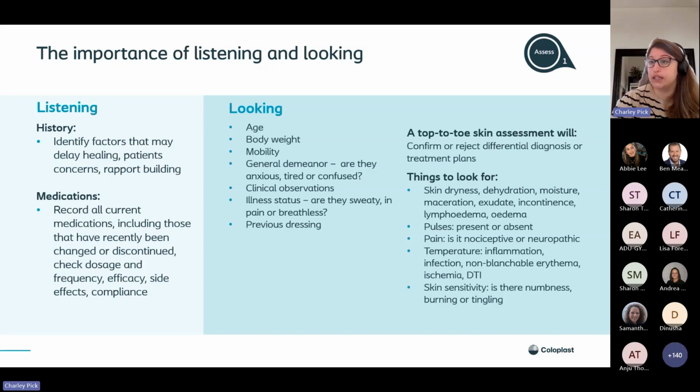Your previous dressing can tell you an awful lot. So it's really important that if patients are removing their own dressings before you arrive, that they keep that dressing for you to have a look at.